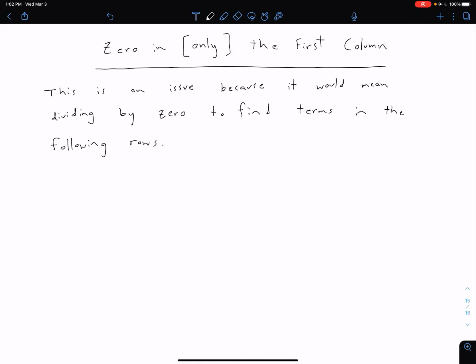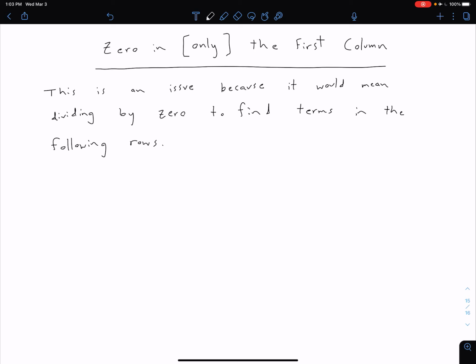In this video, we're going to take a look at how to deal with the case of having a 0 in the first column. Notice in the header here I've specified the 0 is only in the first column. The reason I've done that is to distinguish from a case we're going to consider later where we're going to have an entire row of zeros.